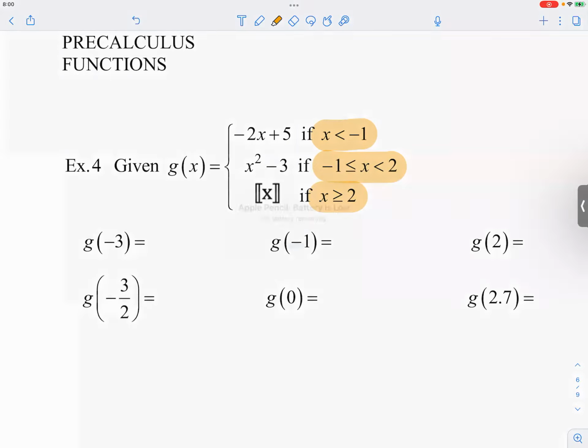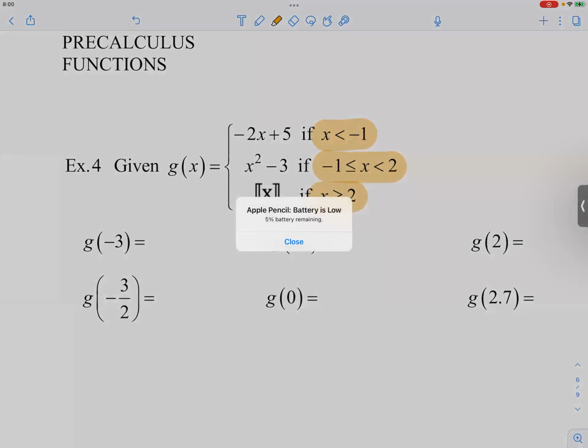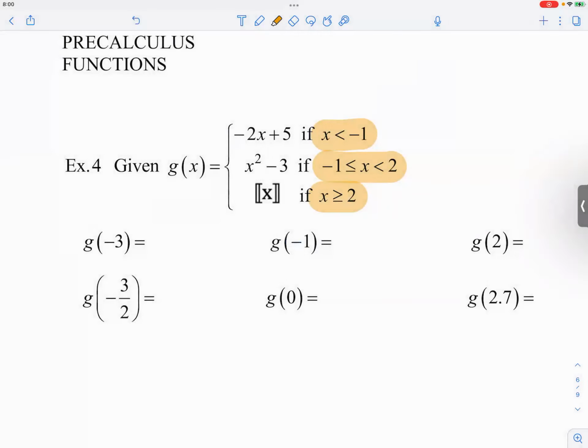That means x is -3. So in this case, which piece do we use? The first, second, or third? If x is here, -3, which piece do you use? First, second, or third? First, right? Why is it first? Yeah, x is less than -1, so it's the first piece. So you use the first piece.